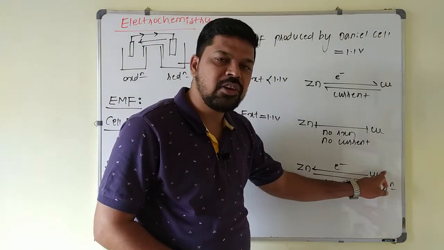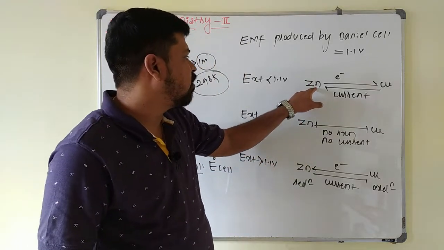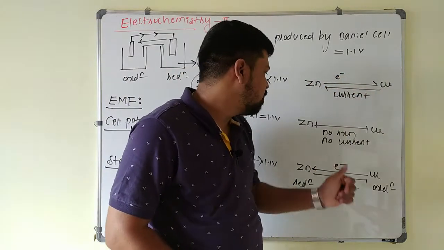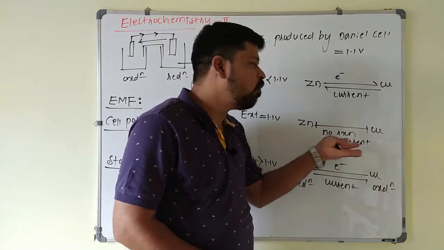Always keep in mind, the flow of electrons takes place from the oxidation half cell to the reduction half cell. Here copper is undergoing oxidation. In these two cases, what happens? Here zinc is undergoing oxidation. Electrons are flowing from zinc to copper here. But here there is no reaction, meaning no oxidation, no electrons released, no current here.